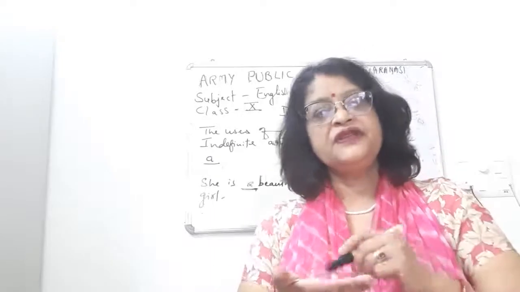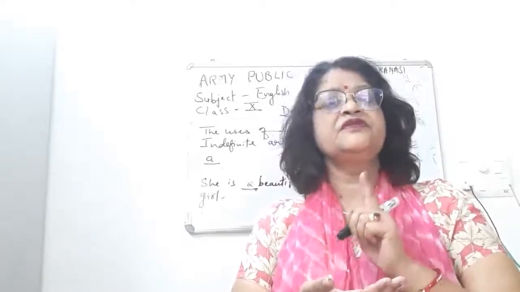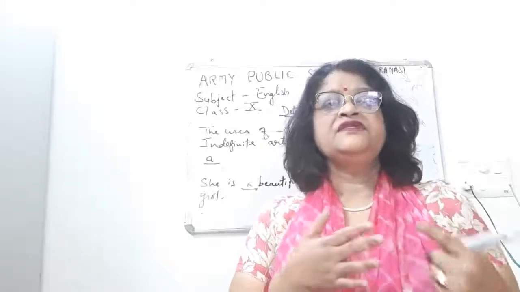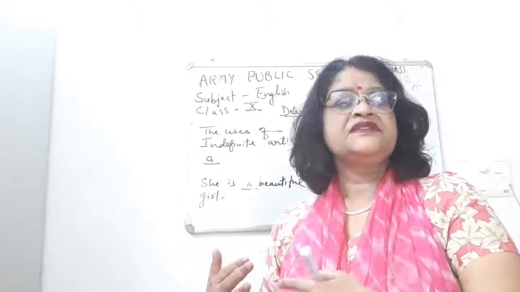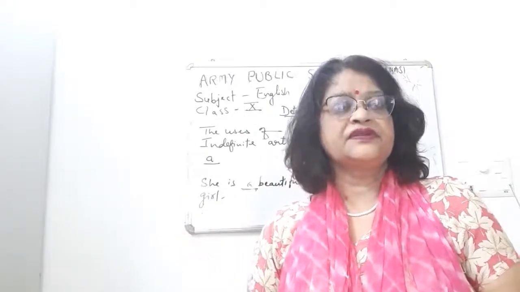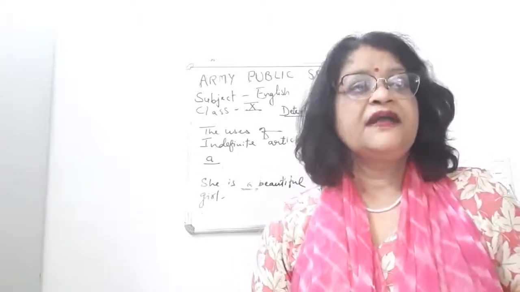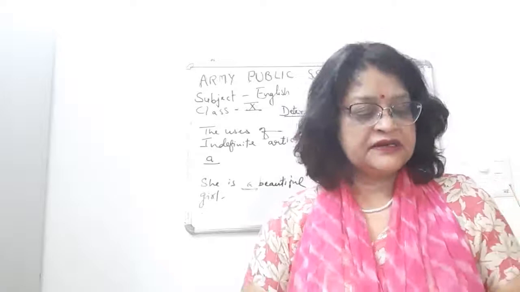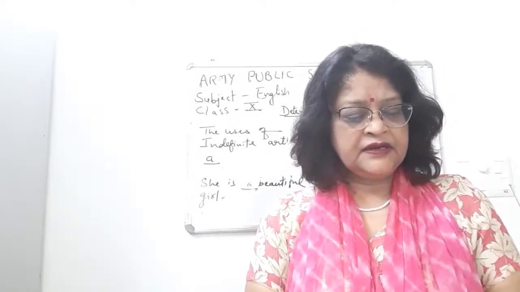Now children, cup and saucer is considered to be one unit. We never say the old lady had a cup and a saucer in her hand. We say the old lady had a cup and saucer. A cup and saucer. She bought a knife and fork. So you can see, children, this is the use of the indefinite article a.